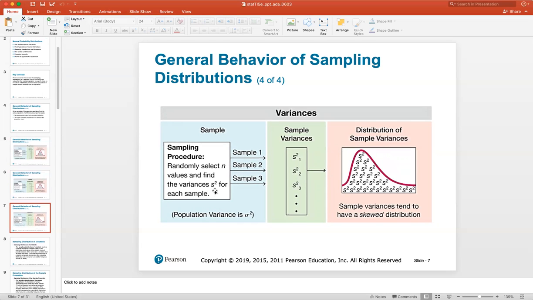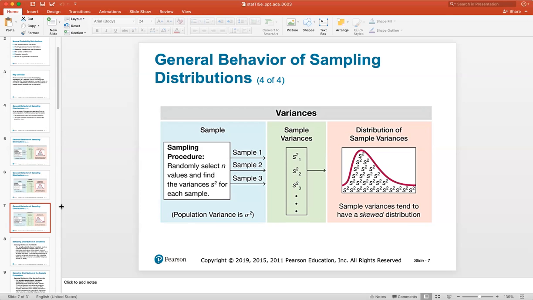Now the last one: what about the variance? You see s squared. A lowercase letter s represents the sample standard deviation, so s squared is the sample variance. But sample variance doesn't tend to have a normal distribution. Instead it has a skewed distribution. You see that the shape is not symmetric about the middle here, right? So it's skewed.